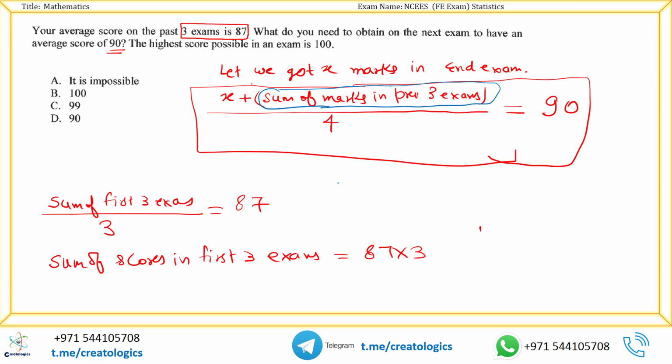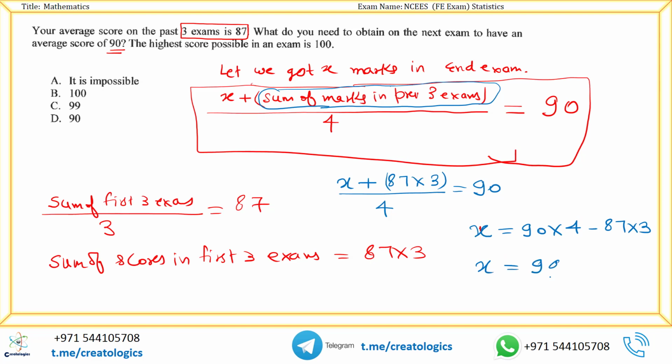Okay, so I will get X plus 87 times 3 divided by 4 is equal to 90. Now all I have to do is just simplify this expression. Okay, so that gives me X is equal to 90 times 4 minus 87 times 3. When I simplify this, I will get X is equal to 99. So as you can see, option C is the correct match for that.